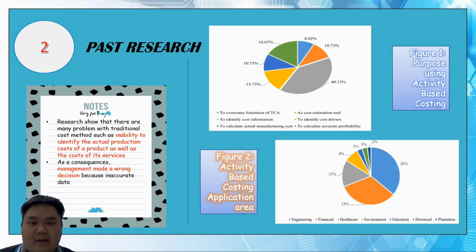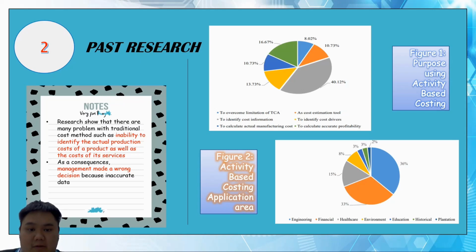According to research, there are many problems with using the traditional costing method. Why? Because it lacks the ability to identify the actual cost of production of a product as well as the cost of its service. This will cause management to get wrong data and make wrong decisions.